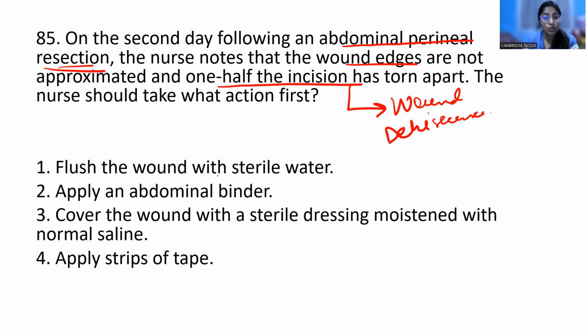First, flush the wound with sterile water. Second, apply an abdominal binder. Third, cover the wound with a sterile dressing moistened with normal saline. Fourth, apply strips of tape.